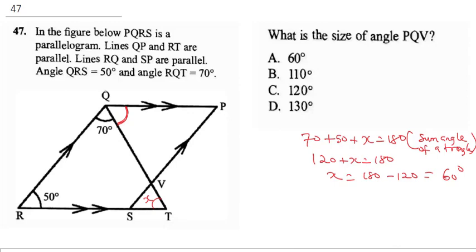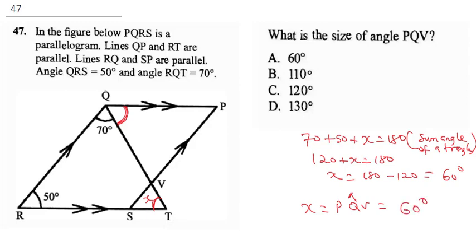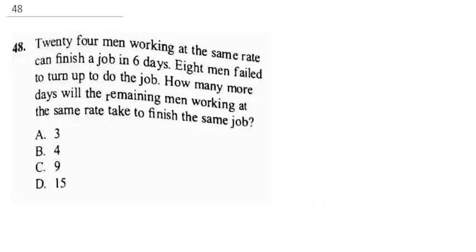Now, from your alternate angles, you see that here is equal to here. The reason is because they are what? Alternate angles. So x is equal to angle PQV, which is 60 degrees. So the reason is because they are alternate angles. So the correct answer is A.